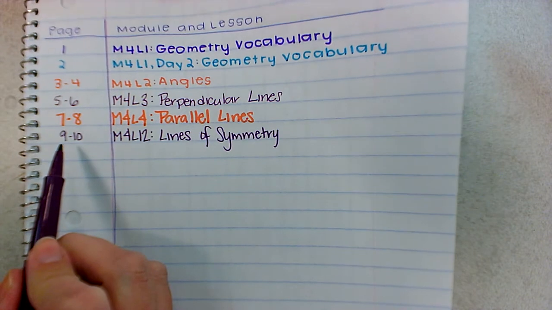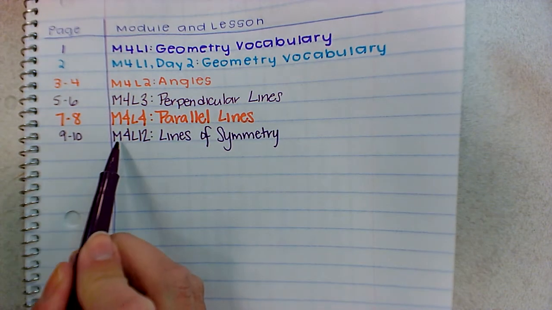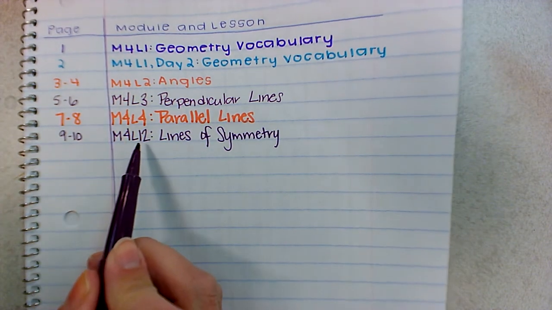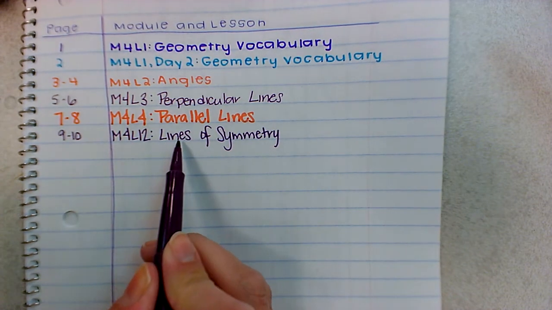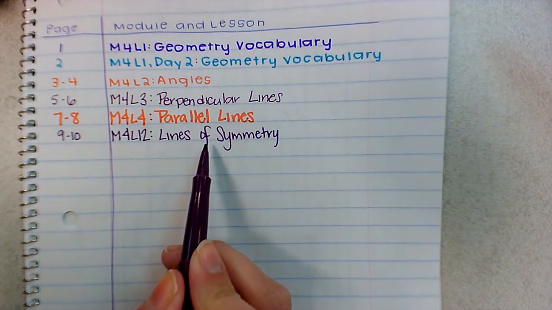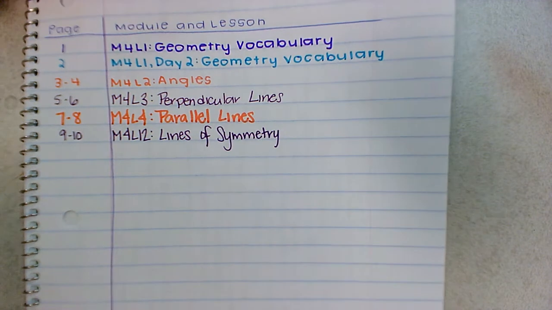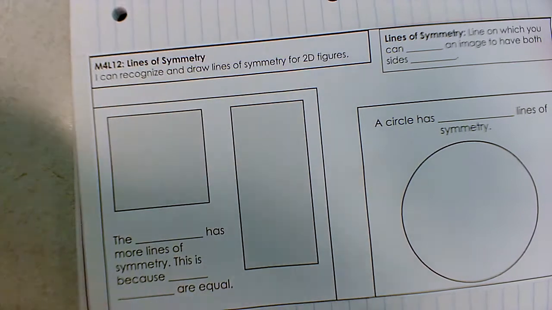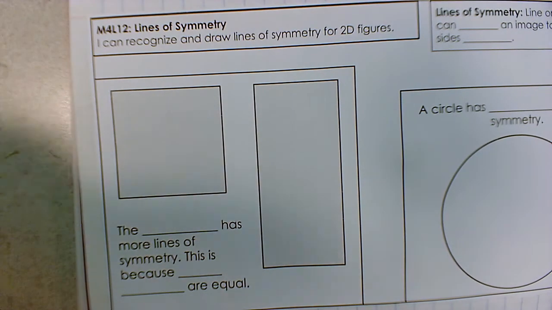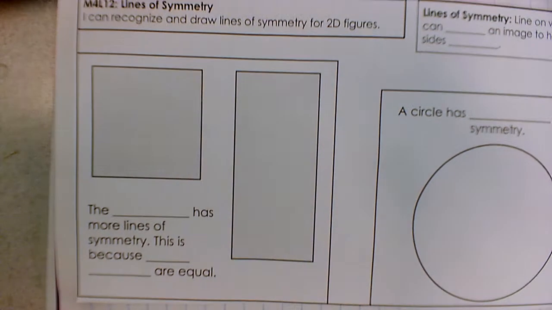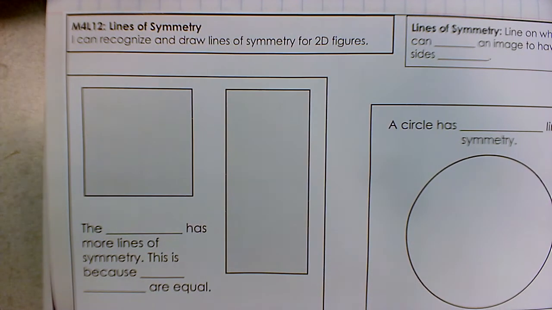We'll have 2 pages of notes again, and we are on Module 4, Lesson 12. So we made a big jump. We're going to skip some, and we are focusing on lines of symmetry today. So go ahead and write your table of contents, and then we'll skip to our note page today, and we'll be on this page first. And you can see our objective says, I can recognize and draw lines of symmetry for 2-dimensional figures.